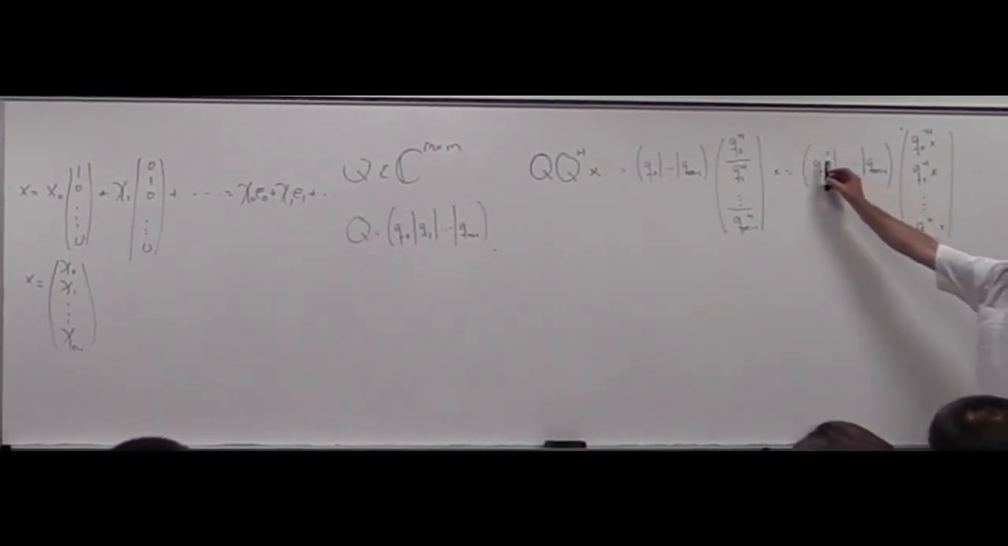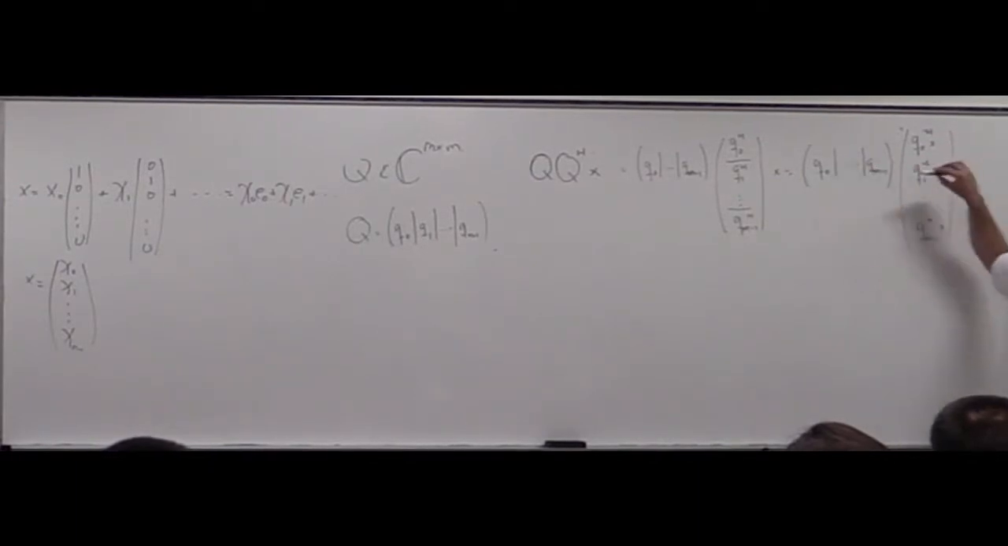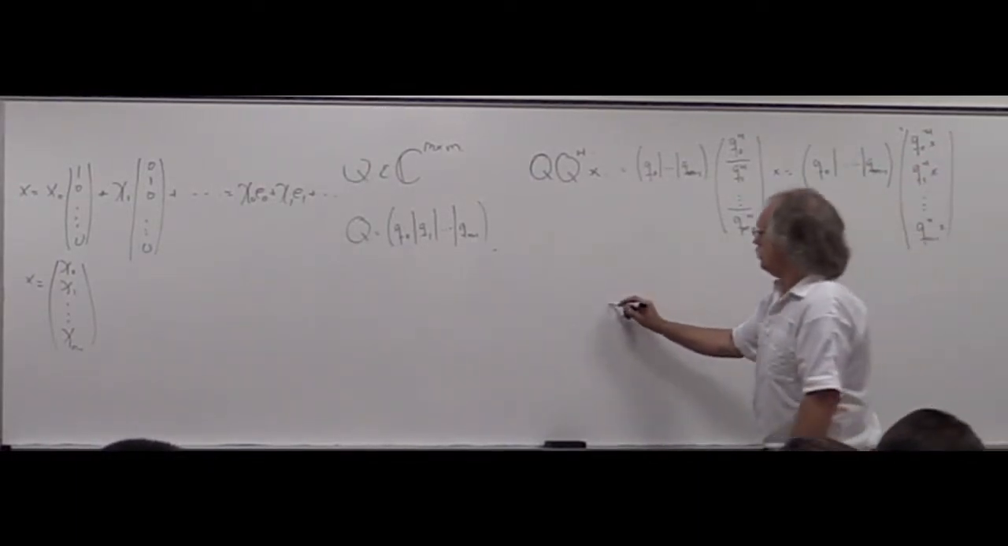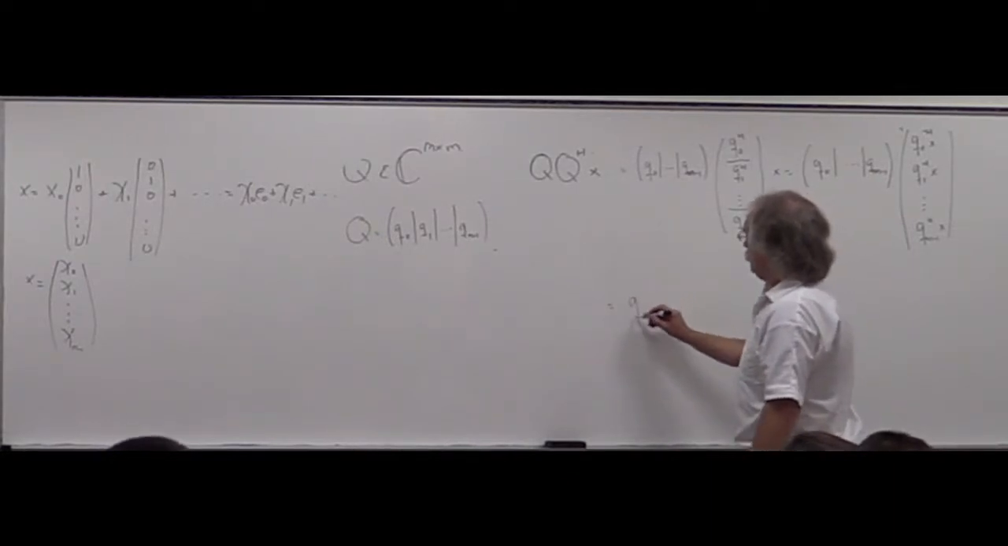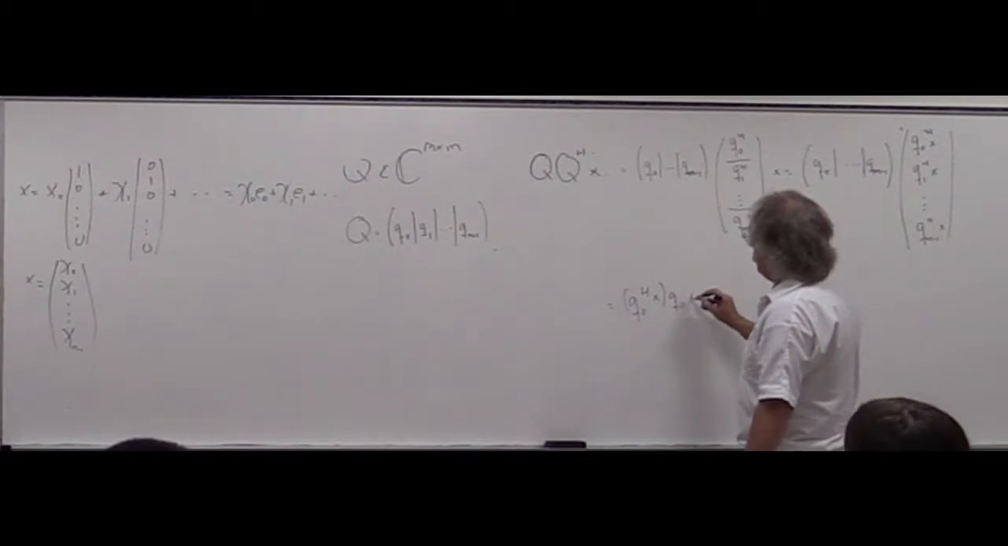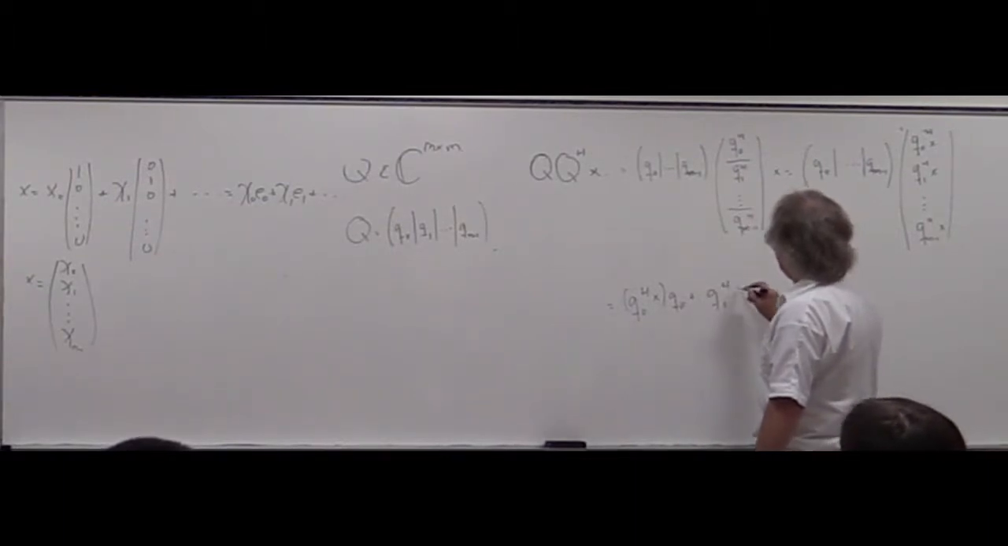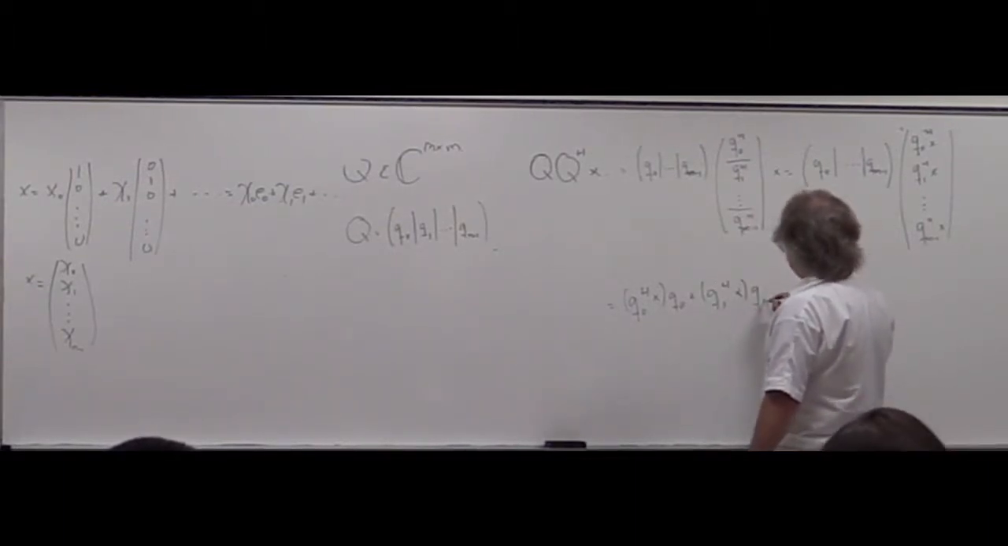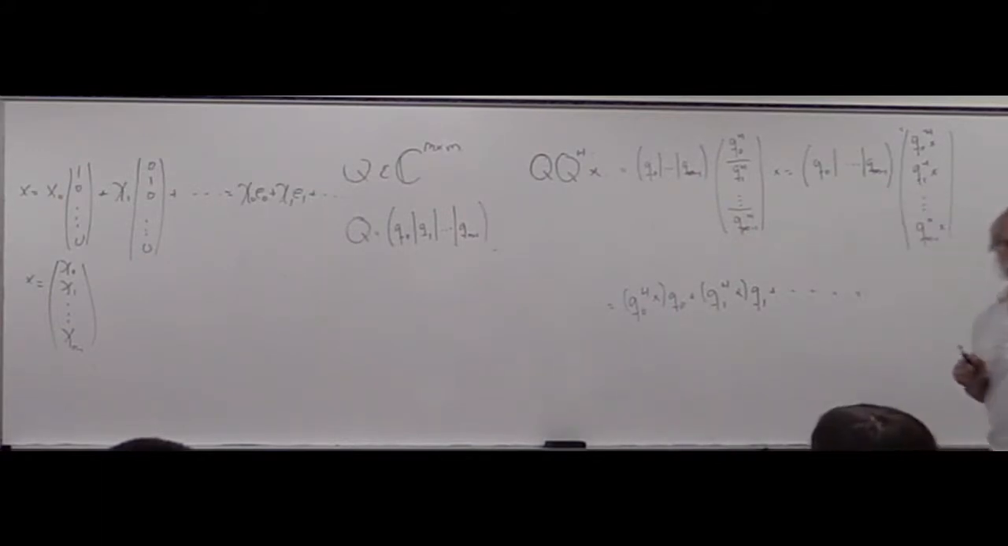And that's just this vector times that plus this vector times that, etc. And then we can bring the scalar up front. And what you get is q0 Hermitian x times Q0 plus Q1 Hermitian x times Q1, etc. Now, what does that mean?